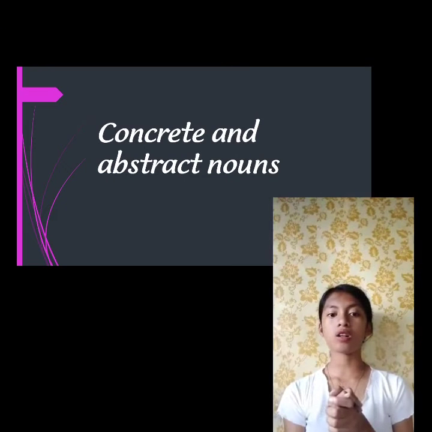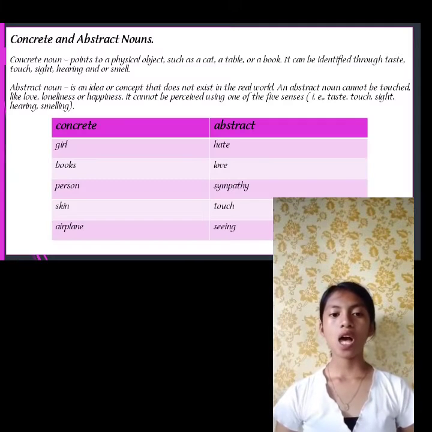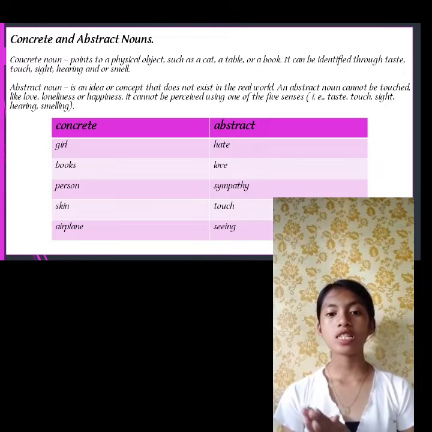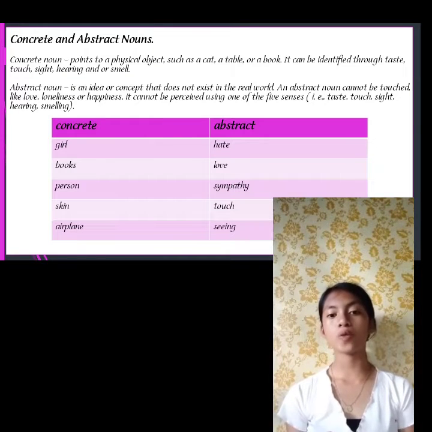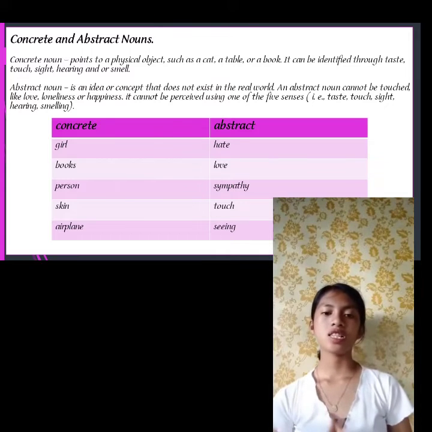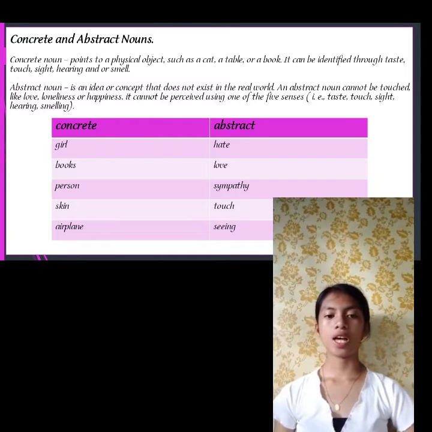There are also concrete and abstract nouns. So what is a concrete noun? A concrete noun points to a physical object such as a cat, a table, or a book. It can be identified through taste, touch, sight, hearing, and or smell. Examples of a concrete noun are girl, books, person, skin, an airplane.